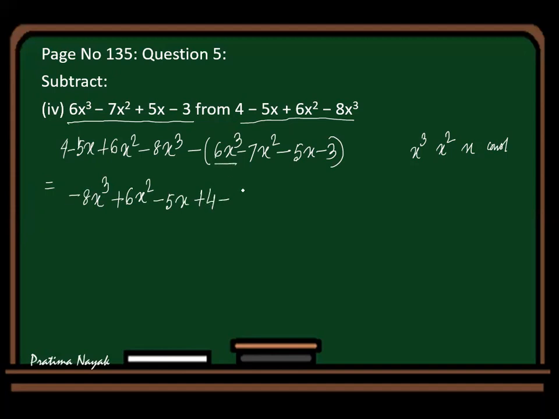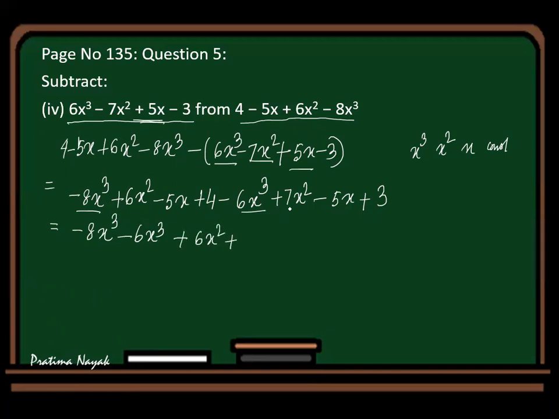Now I'm changing the sign of each. So this is negative x cube, this is positive x square, this will be negative 5x, and 3 will be positive. Next, arrange it; you can pause the video, do it yourself, then compare the result. Negative 8x cube, negative 6x cube. I took all the x cube together. Then x square, 6x square plus 7x square. Then x, minus 5x, minus 5x. Then constants, plus 4, plus 3.